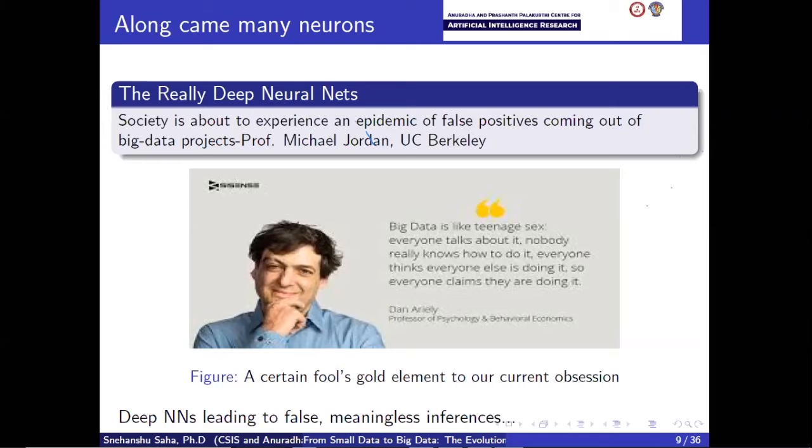So the question is, how many hidden layers do we use in order to infer efficiently? The answer is we don't know. So people keep on experimenting with the number of hidden layers, number of neurons, number of connected weights, and so on and so forth.